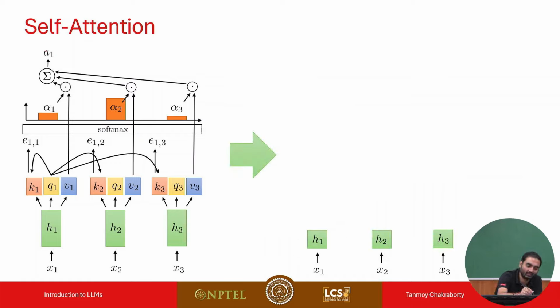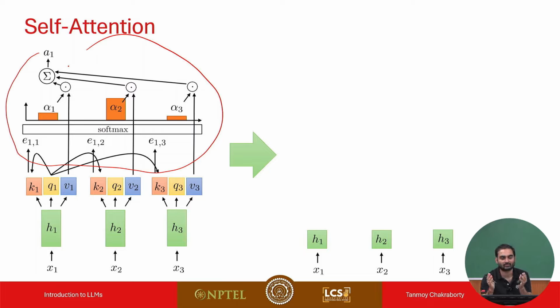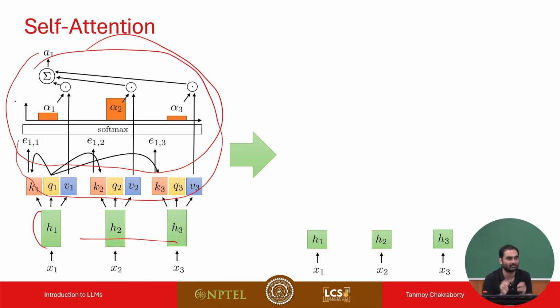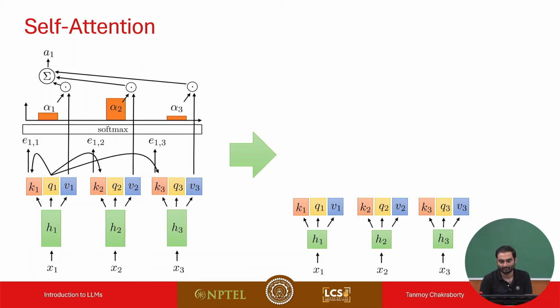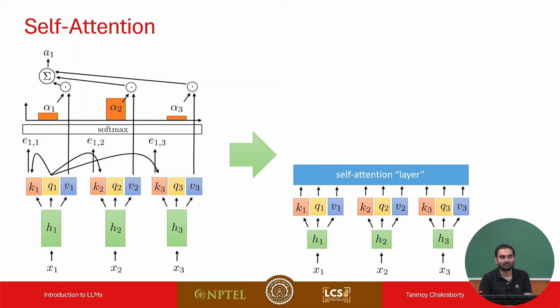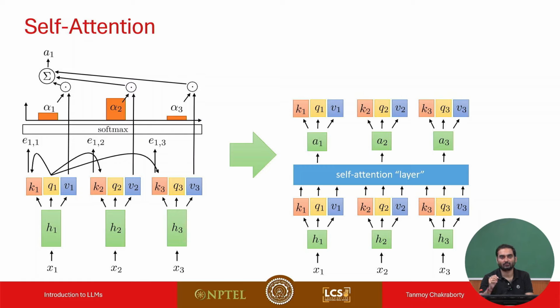Now you can think of the entire operation that I discussed so far, this query key value generation, then dot product and distribution, etc., as a layer. So once we obtain the hidden states, you can think of the remaining part that we discussed as a layer, and within the layer all these things are happening. So we call this layer the self attention layer.